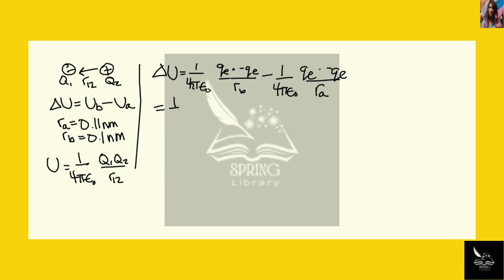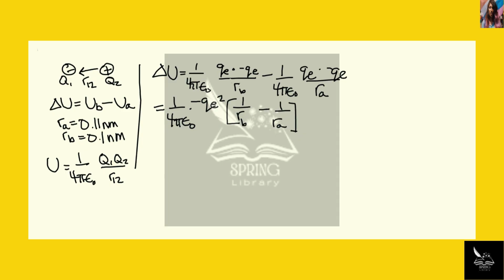All right, let's simplify this. We can take out our 1 over 4 pi epsilon naught. We can also multiply this times minus QE squared, since that's the same in both situations. And then we have a 1 over RB minus 1 over RA.